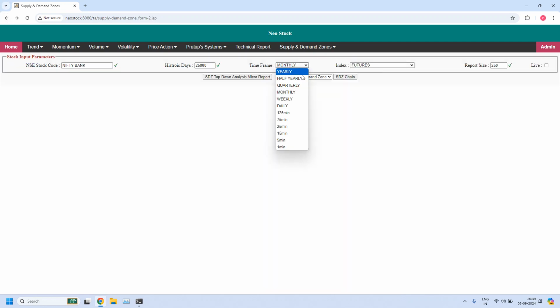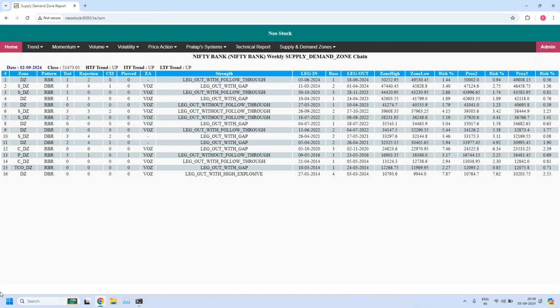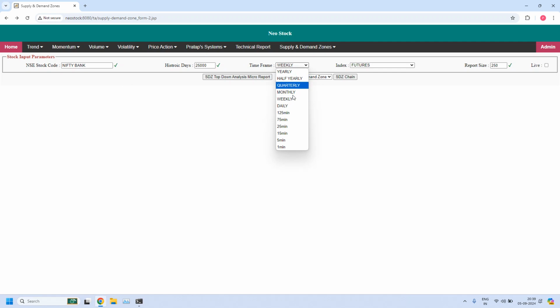Next time frame is weekly. I am generating weekly supply demand zone chain for Bank Nifty. Next time frame is daily. I am generating daily supply demand zone chain for Bank Nifty.